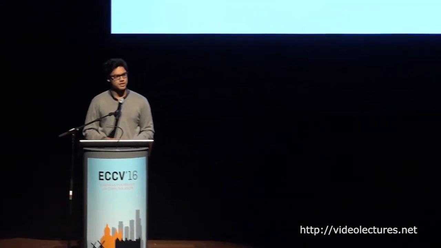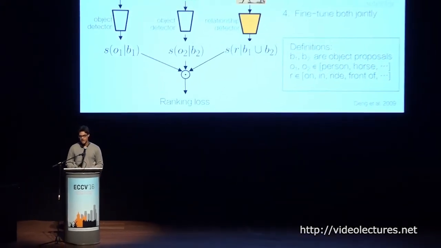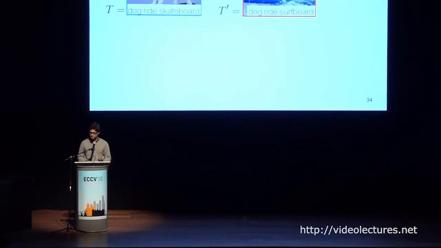Now that we know how our model works, let's take a look at how we perform training. So we initialize both our object detector and the relationship detector using pre-trained ImageNet features. Next, we train our object detector using a procedure introduced by RCNN in 2014. Similarly, we use the union of the two boxes to train our relationship detector. And finally, we fine-tune both the object detector and the relationship detector using a ranking loss. This ranking loss aims to rank correct relationships higher than the incorrect ones.